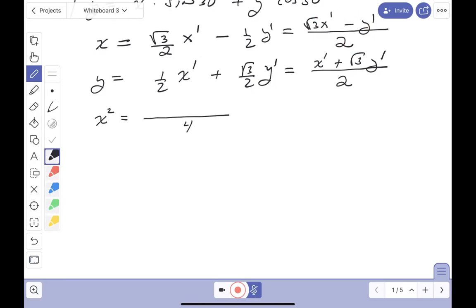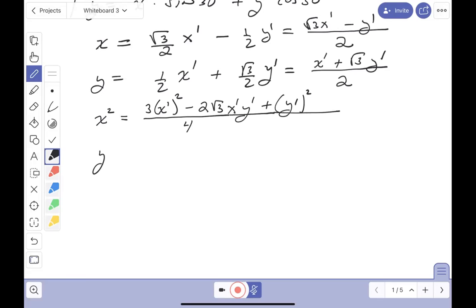You would get 3x prime squared. It's going to be tough. I'm not saying it's going to be easy for you. And then what do you get? You get minus 2 root 3 x prime y prime plus y prime squared.